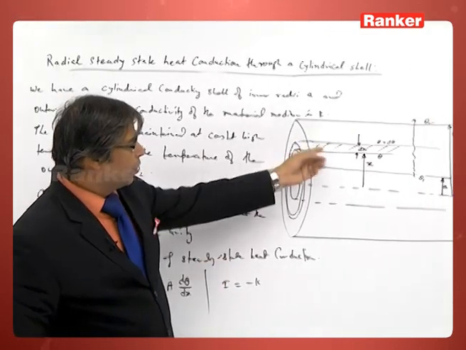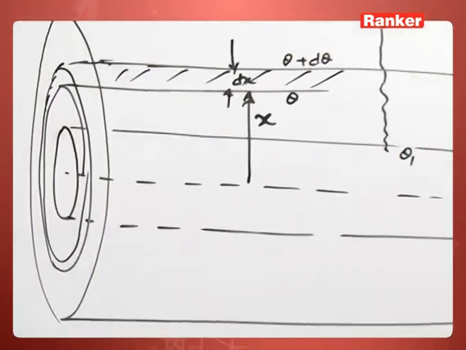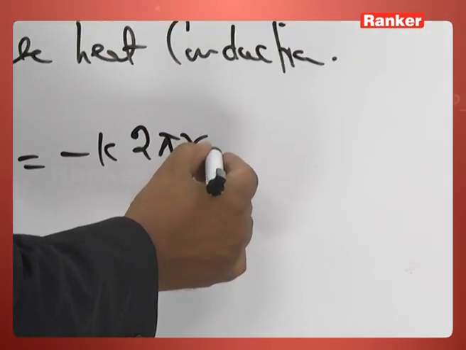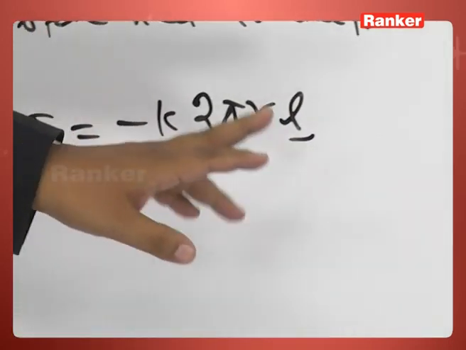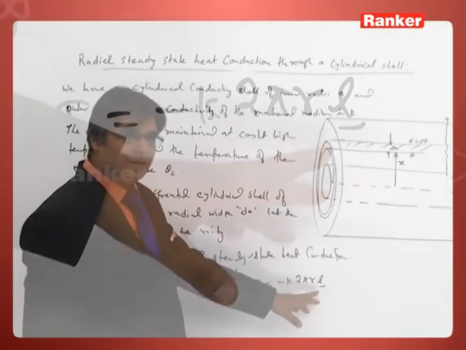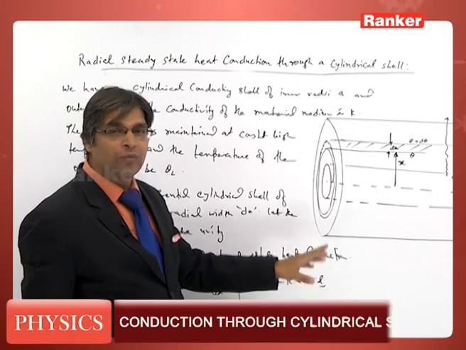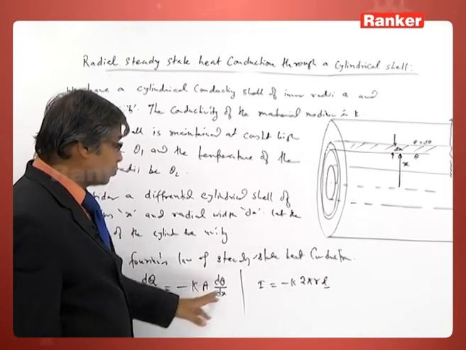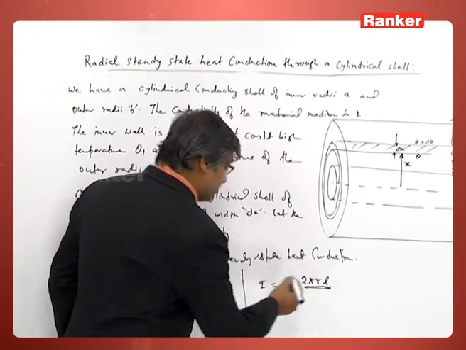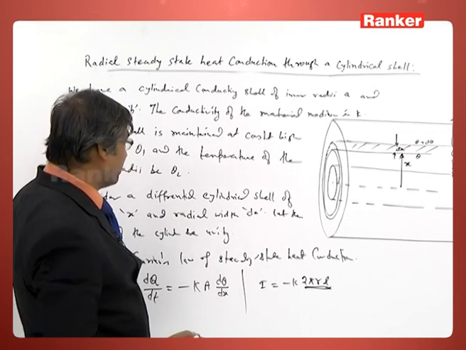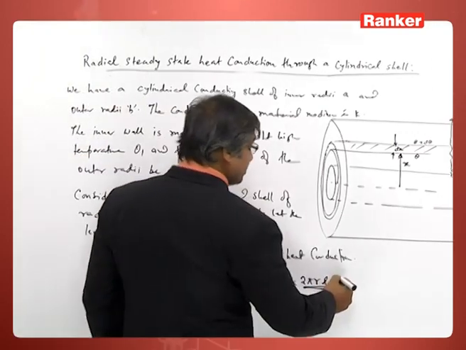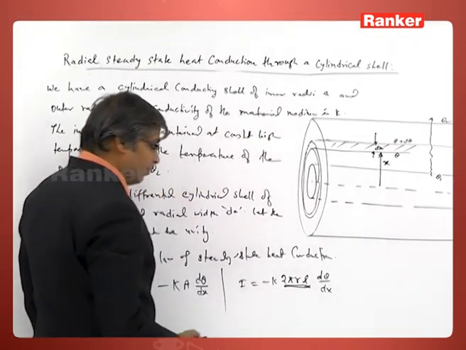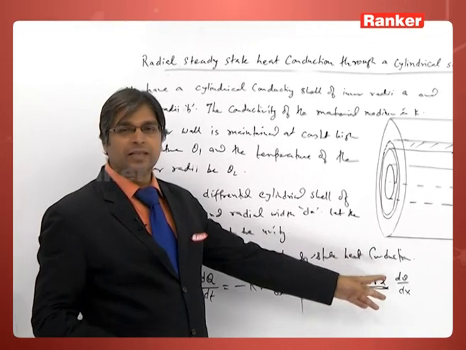The heat flows through the curved surface area, that is 2 pi r L. But L I have taken as unity; presently I am writing it only to show what this area is, and in the next step I will write it as 1. The area of cross section is 2 pi r L, and d theta by dx is d theta upon dx. We will integrate to get the desired result.